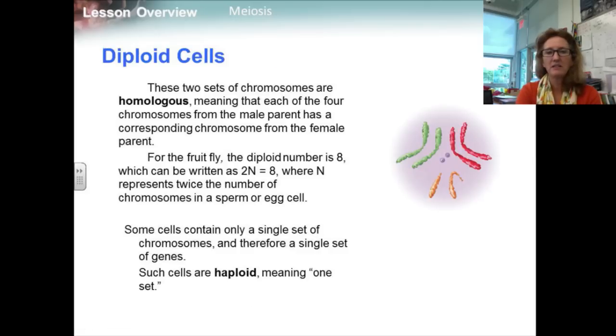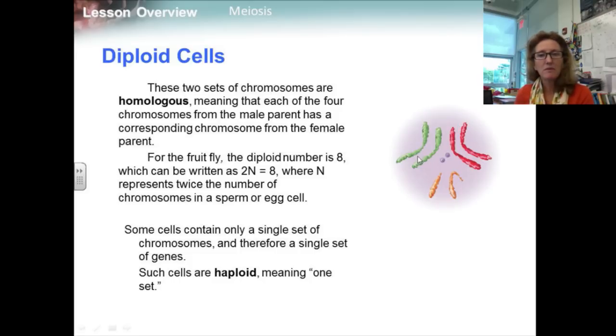So the body cell in a fruit fly has about 8 chromosomes, as you can see from this figure right here. 2, 4, 6, and these 2 little ones make 8. 4 of the chromosomes come from its male parent, and 4 come from its female parent. So 1 from the male, here, here, and here, and a matching 1 from the female, here, here, and here. All right? These 2 sets of chromosomes are homologous, meaning that each of the 4 chromosomes from the male parent has a corresponding chromosome from the female parent.